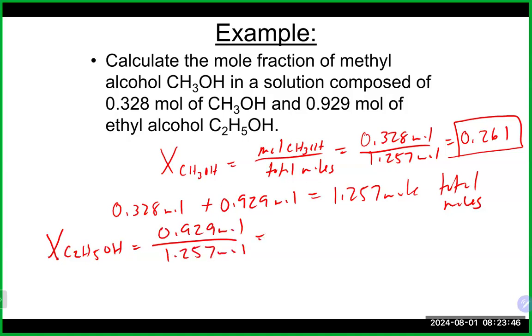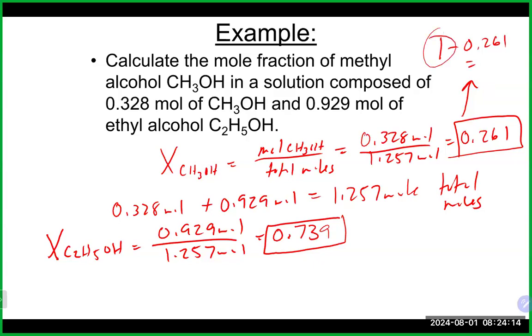And here, there we go. We'll end up with 0.739, or about 74% of it is the other one. We also could have got that after we got this guy by simply taking 1 minus 0.261, as 1 would represent 100% of what is there as well. So we could have done that as well.